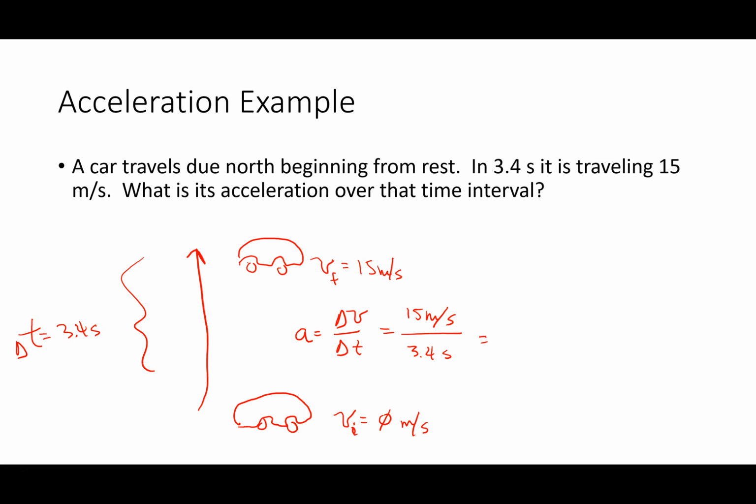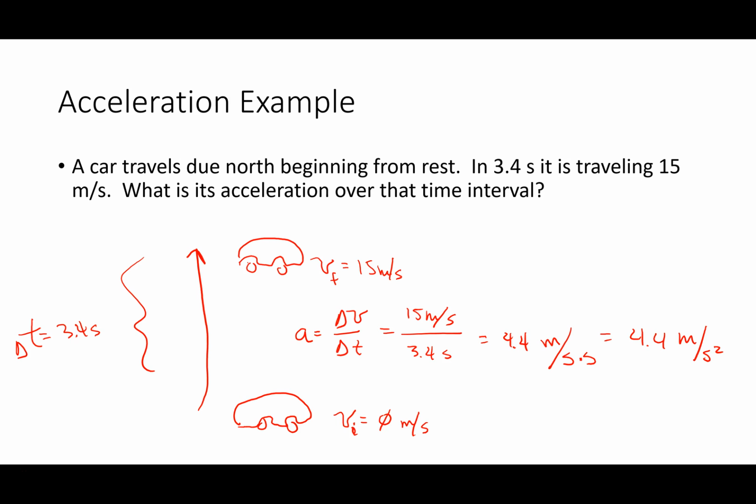So 15 divided by 3.4, okay, 4.4. So I'm going to go with my first 2 digits, which is 4.4. And then what would those units be? Meters per second. But I need one more unit in there. Yep, meters per second, also in the bottom. Yep, 4.4 meters per second squared. Any questions about that?